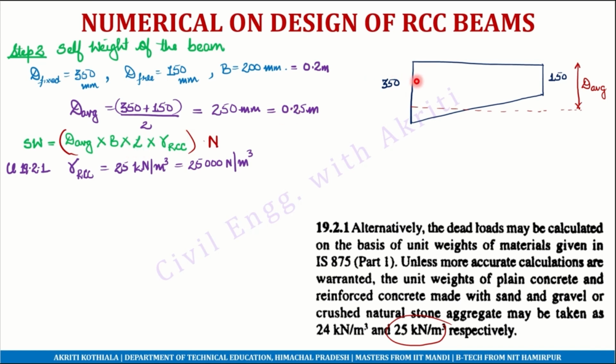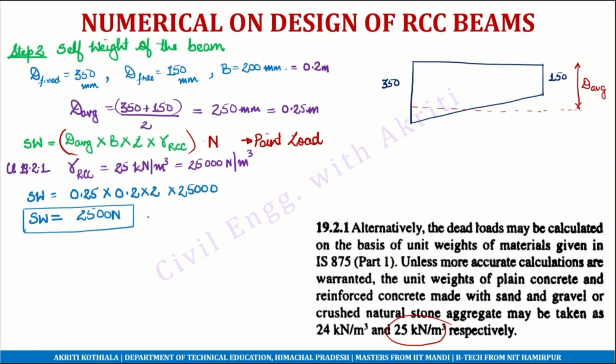We have to calculate it for the actual length of the cantilever beam, and therefore this value will be a point load and not a UDL. So here the self-weight is a point load. This is very, very important to keep in mind because the calculations will vary in the next steps. We will be substituting the values of D average and B in meters because this value is in Newton per meter cube, keeping the units the same for the entire calculation. This calculates to be equal to 2500 Newton. So the self-weight of the cantilever beam is 2500 Newton, and this is a point load.